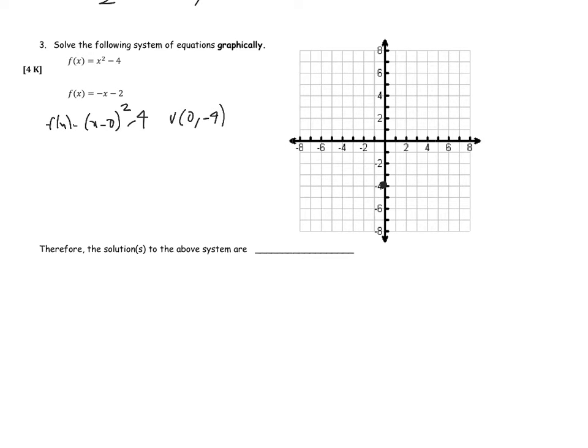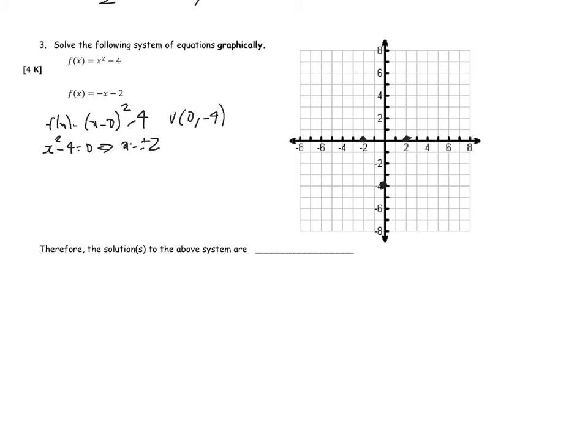Now, to find the x-intercepts, I'm going to let x squared minus 4 be equal to 0. So from here, I find that x is plus or minus 2. So these are the x-intercepts.